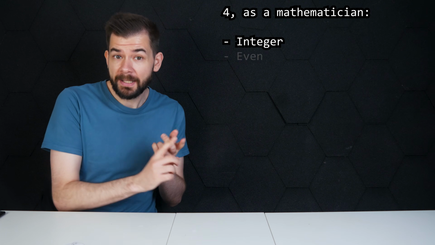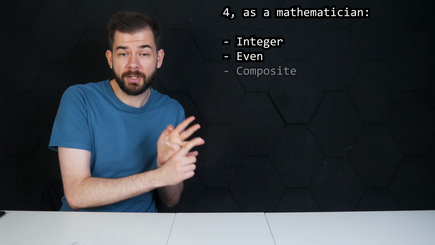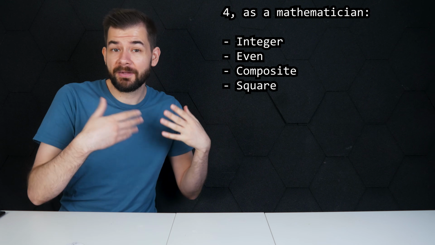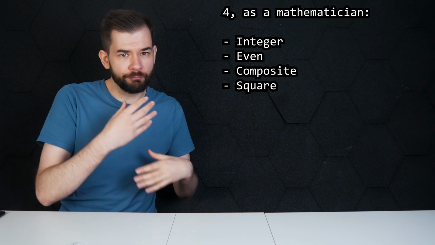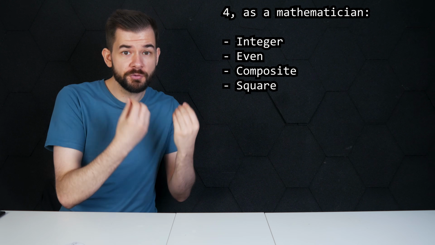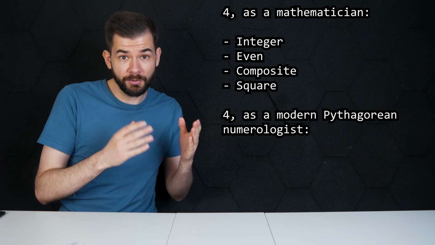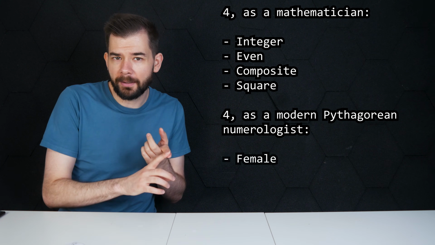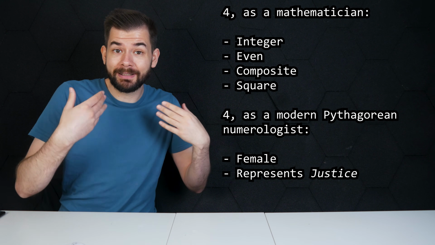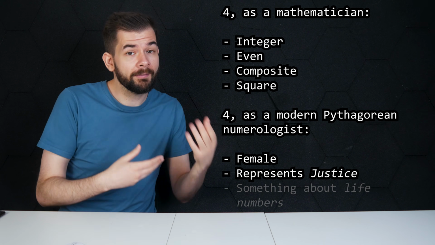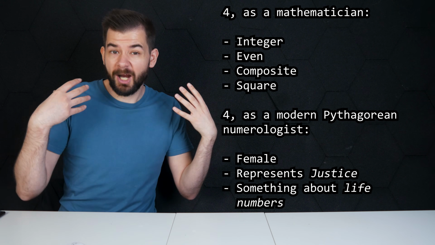It's an integer, it's even, it's the first non-unit composite number, it's a square, and so on. All these properties have rigorous definitions that can be proven to apply to 4. A Pythagorean numerologist, for example, will tell you that 4 is female, represents justice, and if your life number is 4, then you are apparently practical and hardworking and reliable.